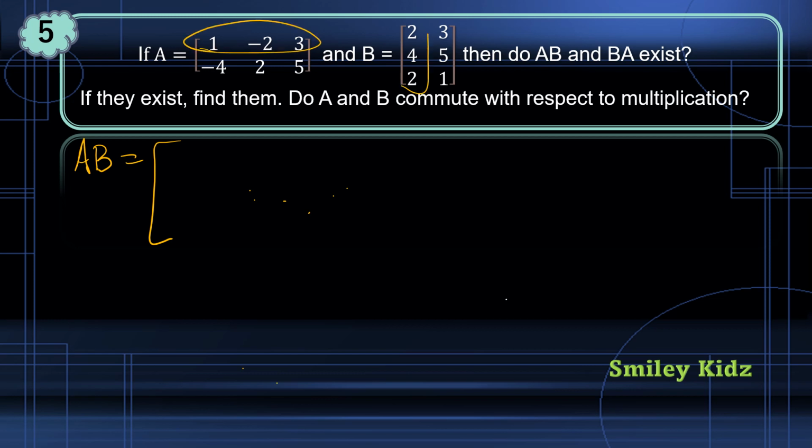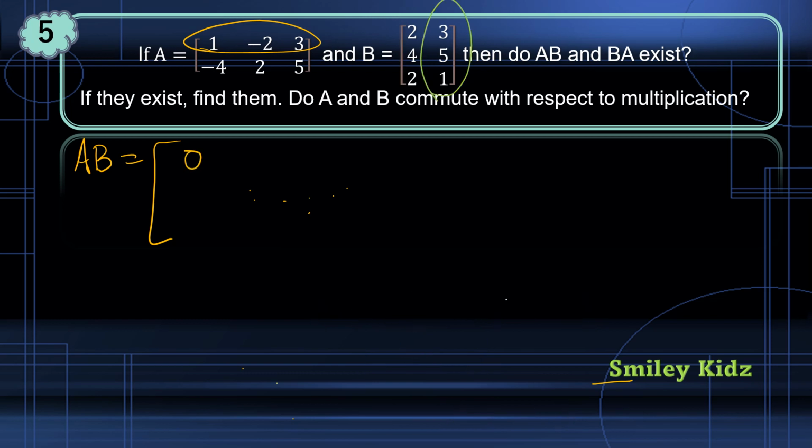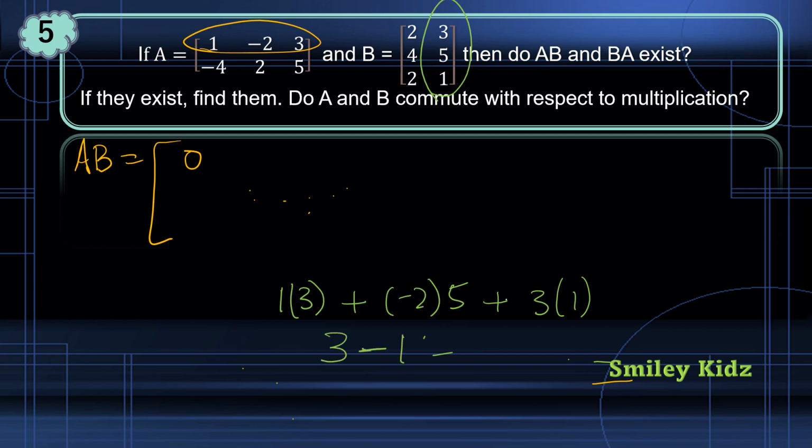Take the first row with the first column: 1 into 2 plus minus 2 into 4 plus 3 into 2. What will this be equal to? 2 minus 8 plus 6. So 2 minus 2, that is 0. So here you're going to have 0. Then with the second column, you'll have 1 into 3 plus minus 2 into 5 plus 3 into 1. This will be 3 minus 10 plus 3. So that is 6 minus 10, that is minus 4. So here you'll have minus 4.